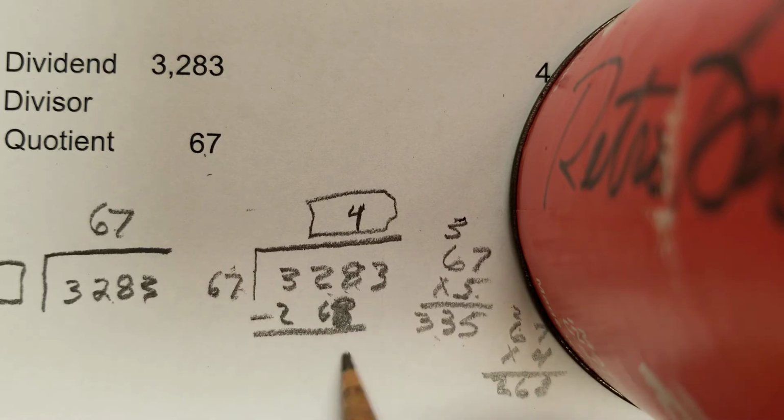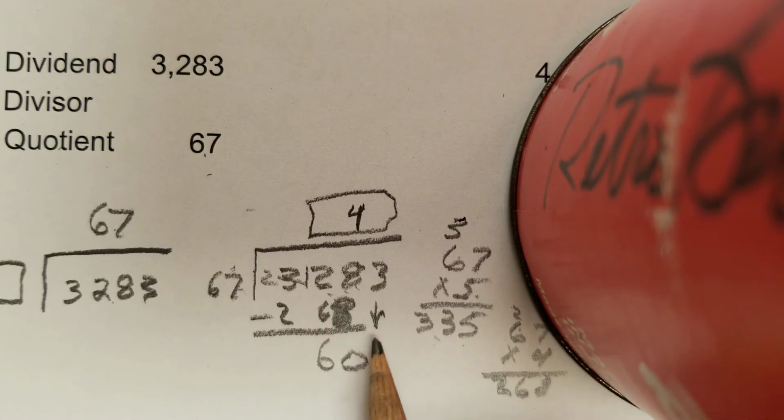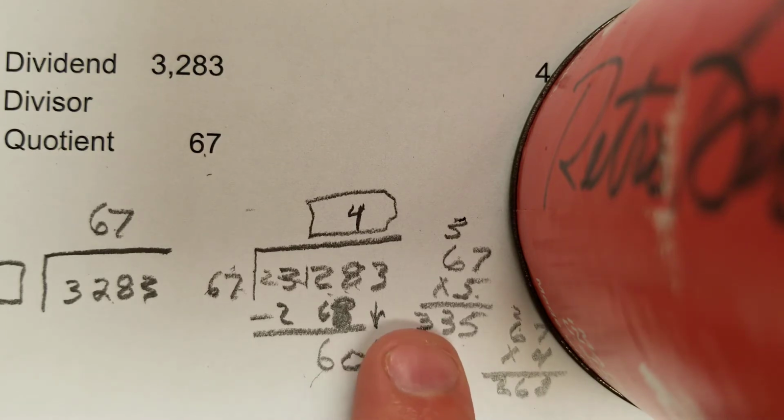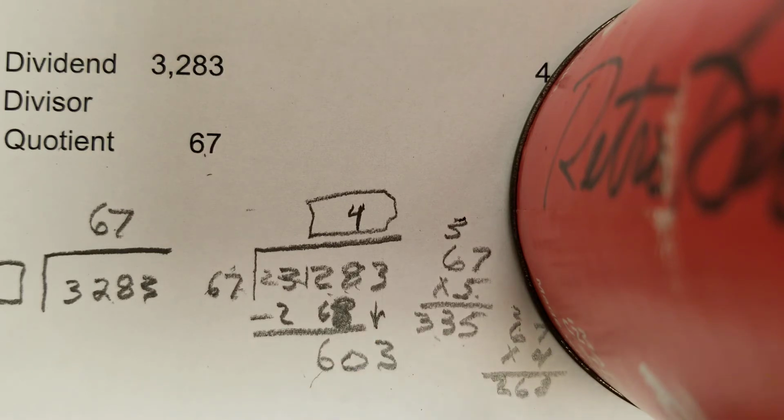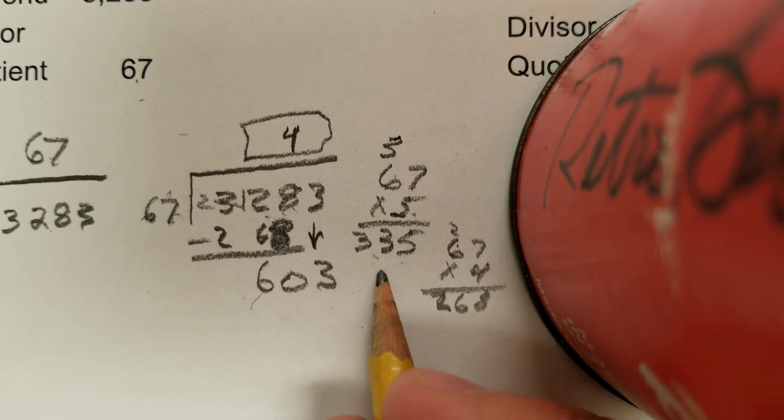8 minus 8 is 0. Regroup. 12 minus 6 is 6, which is 60. I'm going to bring down my 3. That's a 60, which is real close to 67. Again, I just know whenever I have a remainder that's real close, it's usually 9. So what I'm going to do is see what 67 times 9 is.